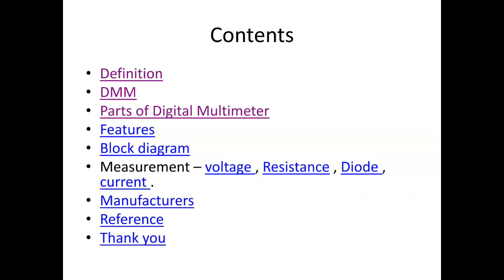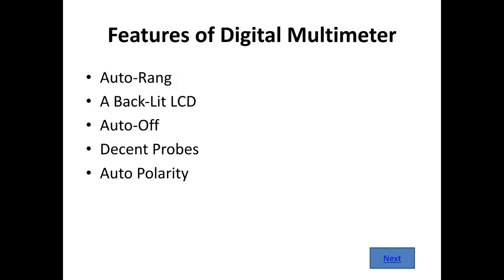And the next is your features. What are the features present in a digital multimeter? The first is auto range, which means it will select the range by itself. If you keep a resistor and you don't know the value of the resistor, and you have connected the digital multimeter in kilo ohms, it automatically takes a range and will show the correct value. And next is your backlight LCD. As I told you, it has an illuminated screen, so even in darkness you can visualize the value present on that screen.